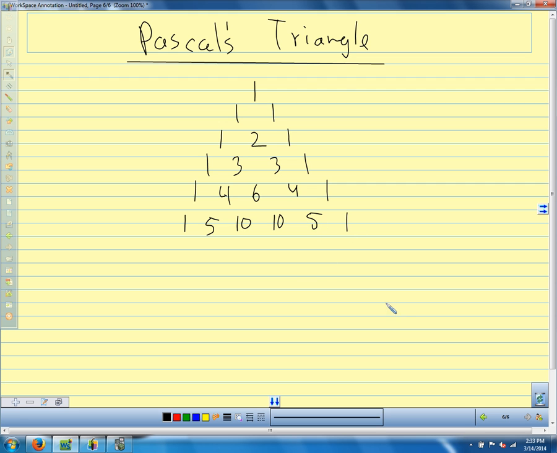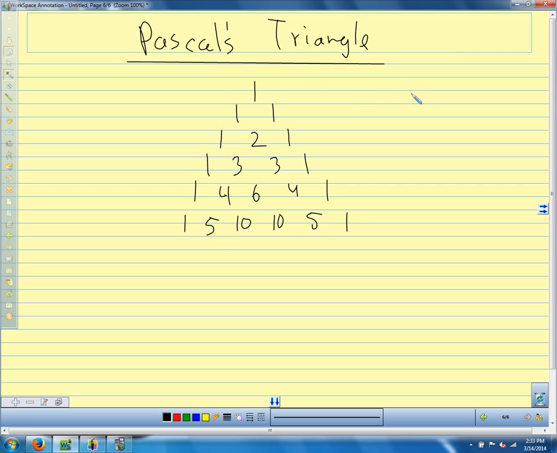And I could keep going. So these are the first few rows of Pascal's triangle. Do these numbers, this 1, 1, 1, 2, 1, 1, 3, 3, 1, 1, 4, 6, 4, 1, look familiar? Those are the same numbers that were our coefficients when we expanded x plus y to the n. It turns out that Pascal's triangle is exactly that pattern that we were looking for.